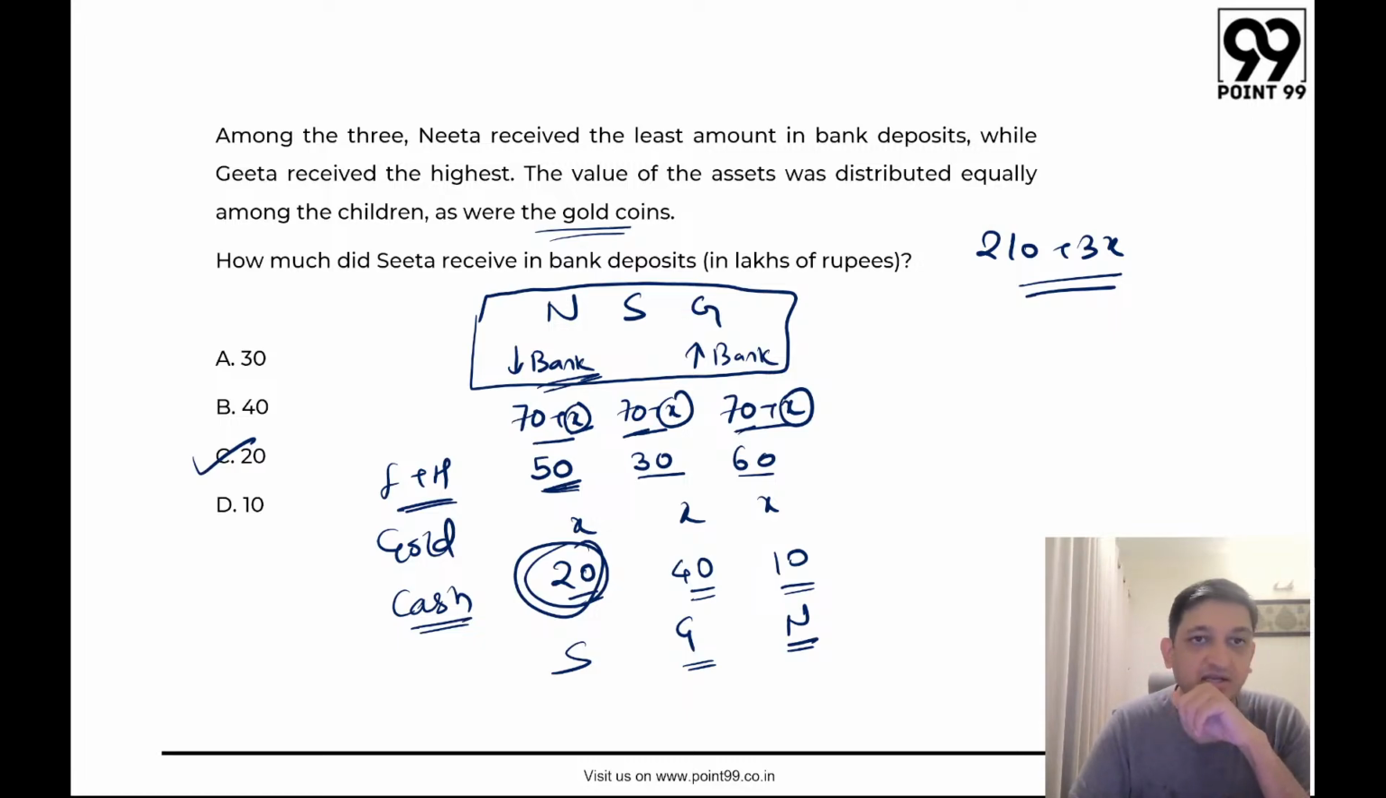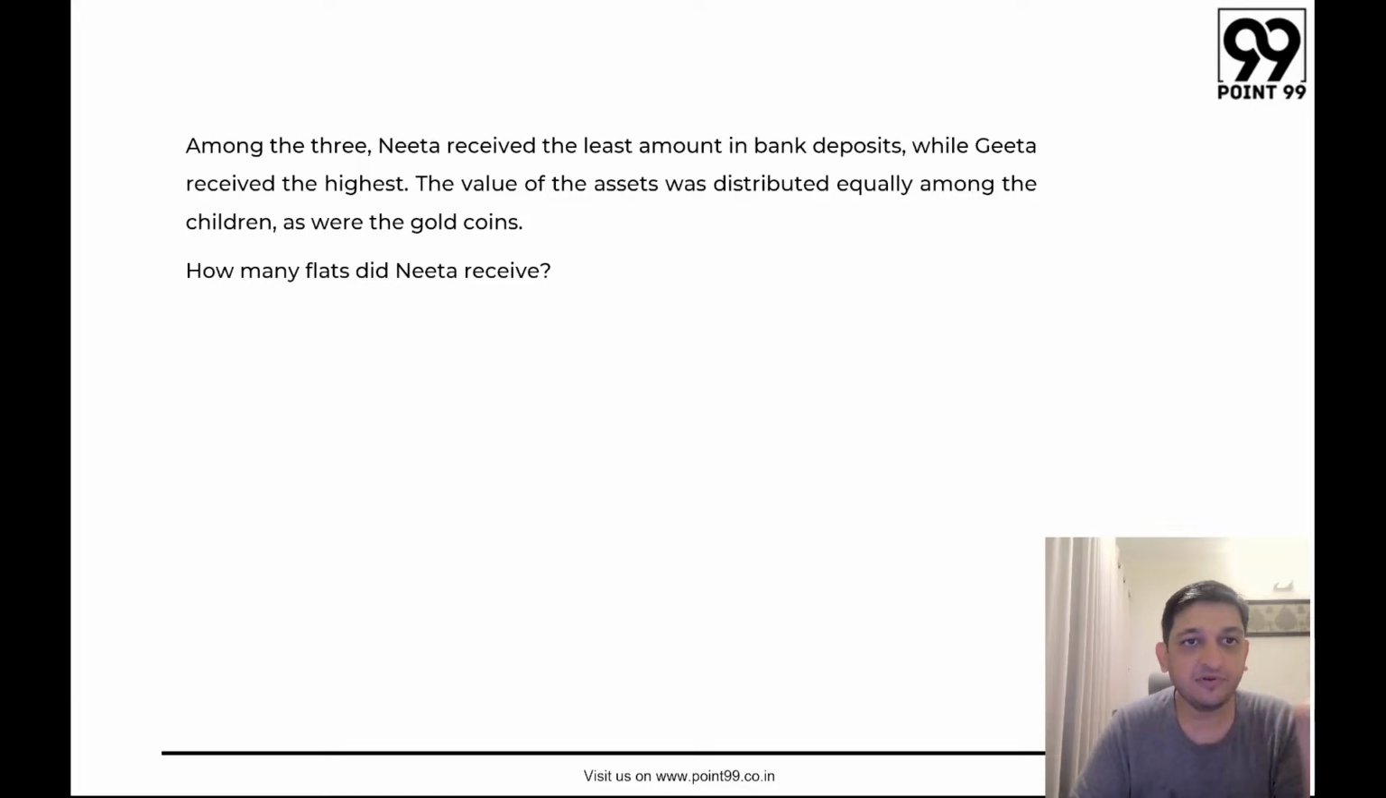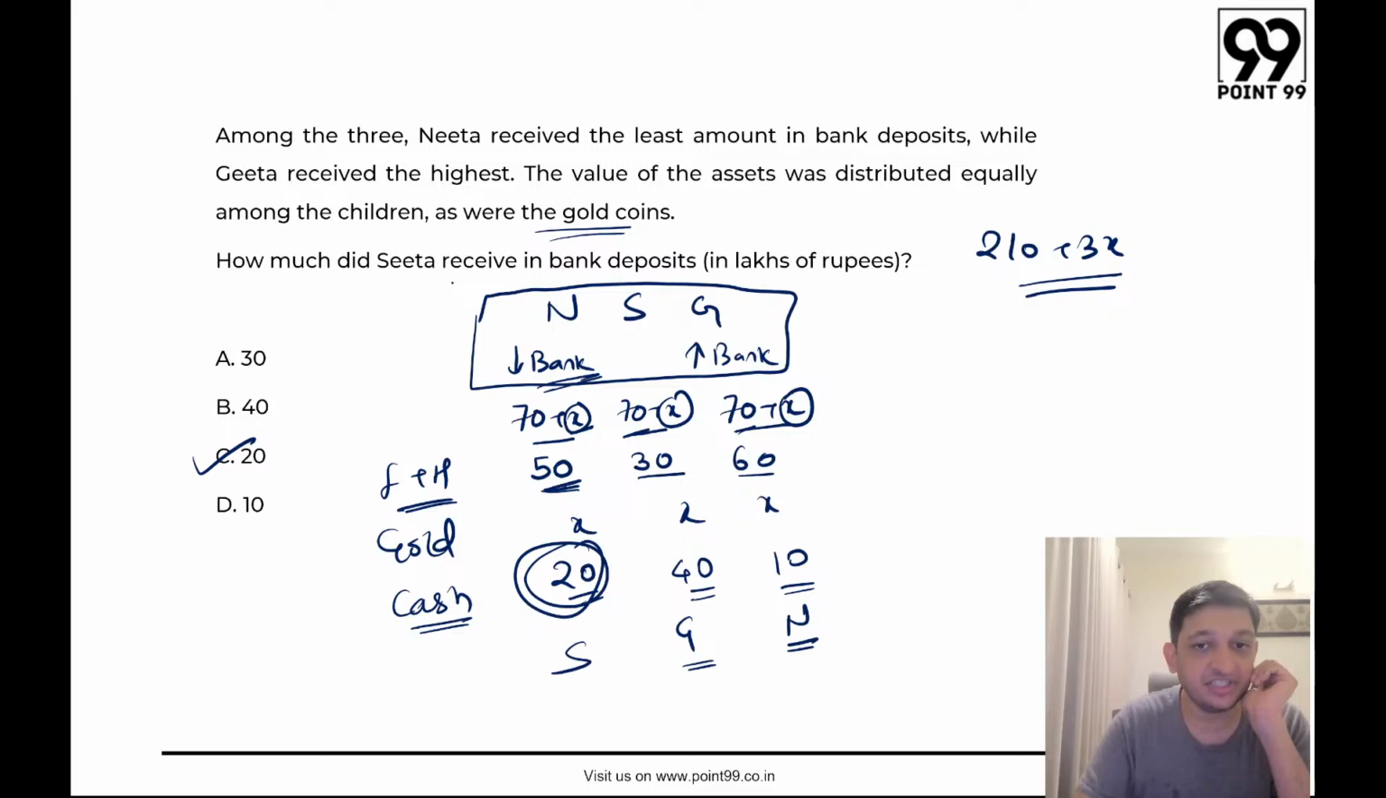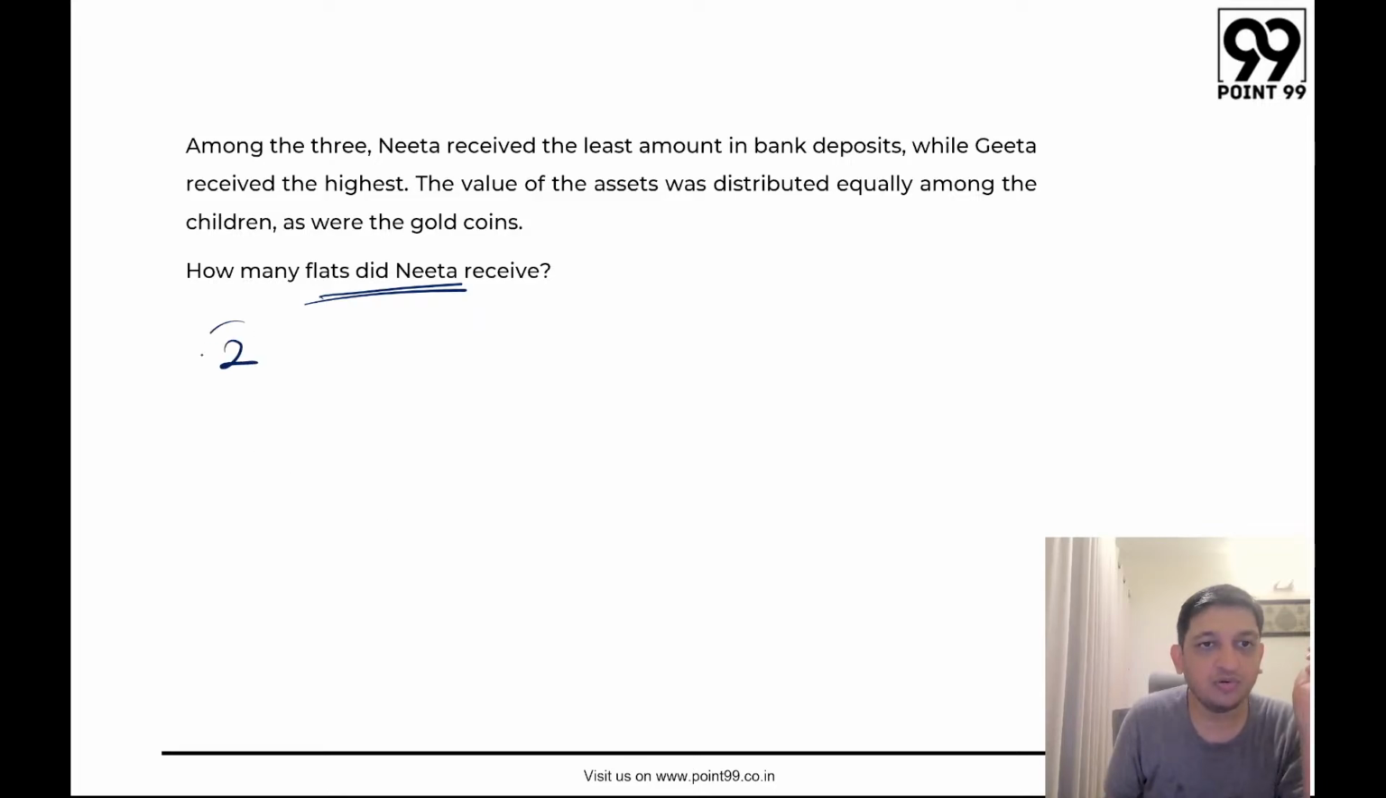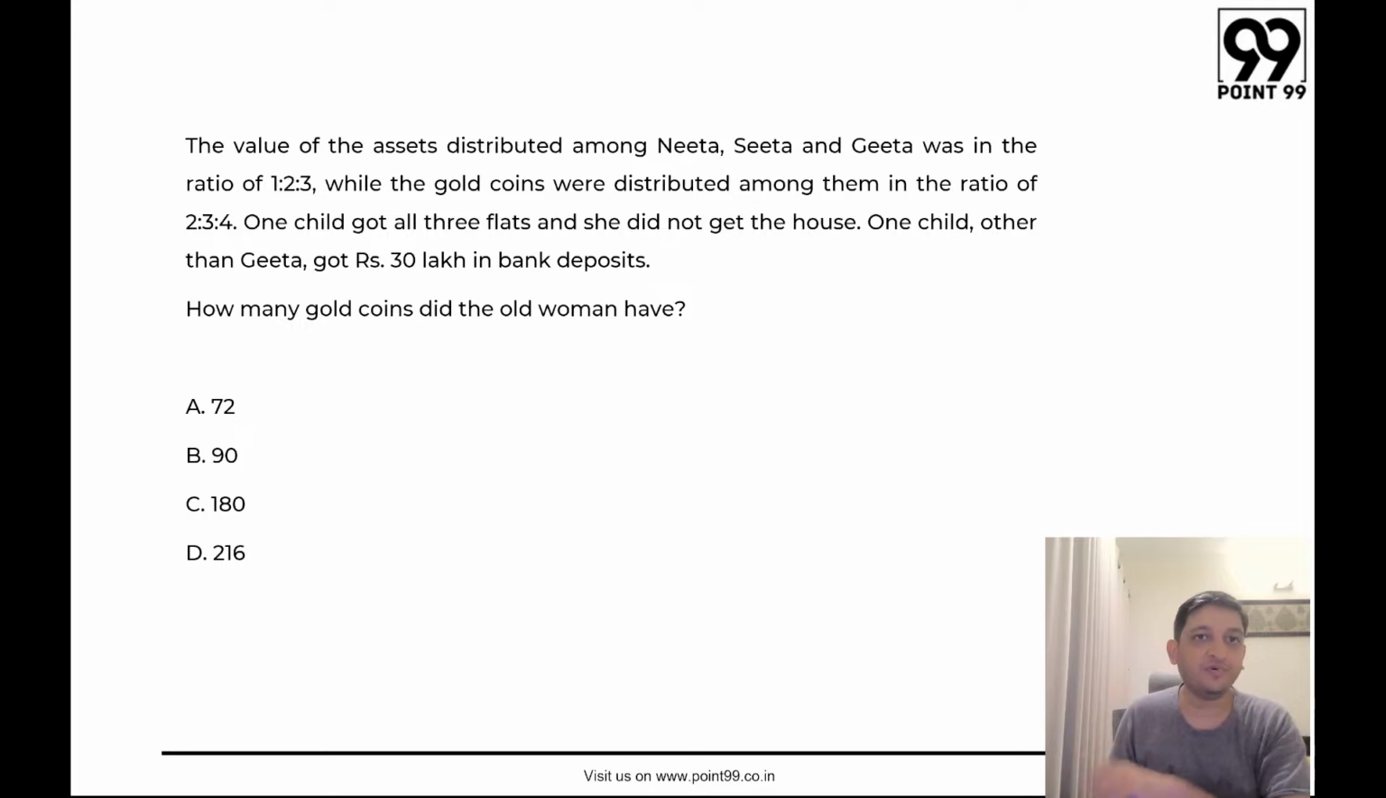ठीक है. Second question, same information. How many flats did Neeta receive? How many flats did Neeta receive is the question. So Neeta was this one, and Neeta got 60 lakhs worth of flats. मतलब Neeta got 2 flats. ठीक है. So the answer to this question will be 2. Direct question था, तो the answer will be 2 directly. So those were the first 2 questions. Let's look at the third and the fourth question.